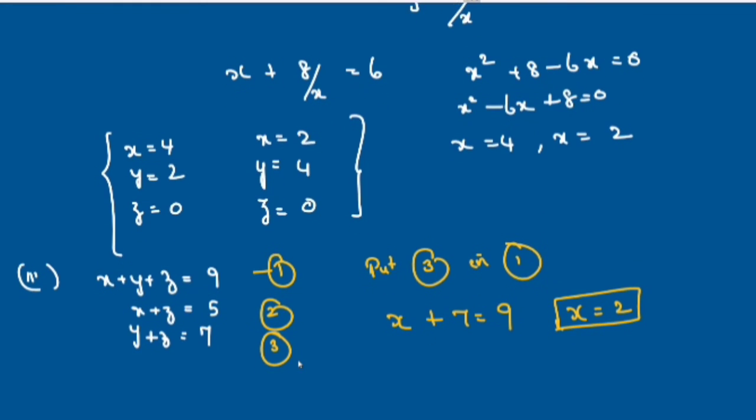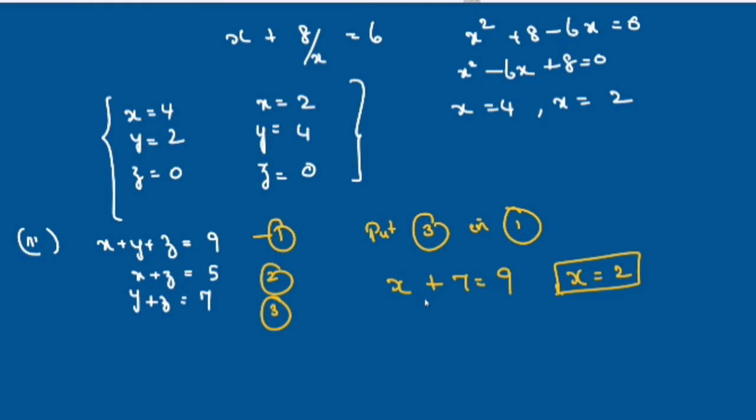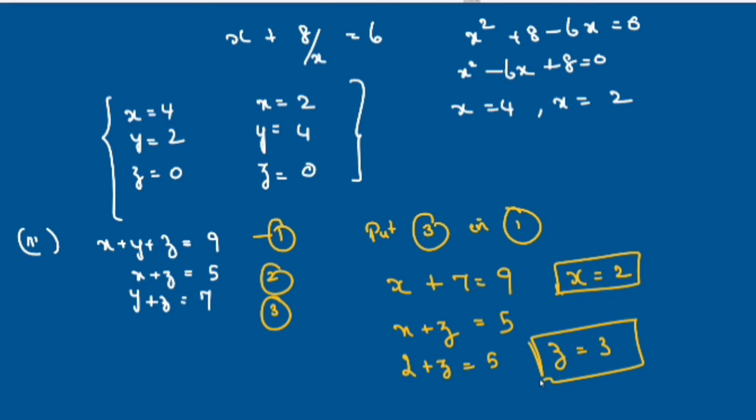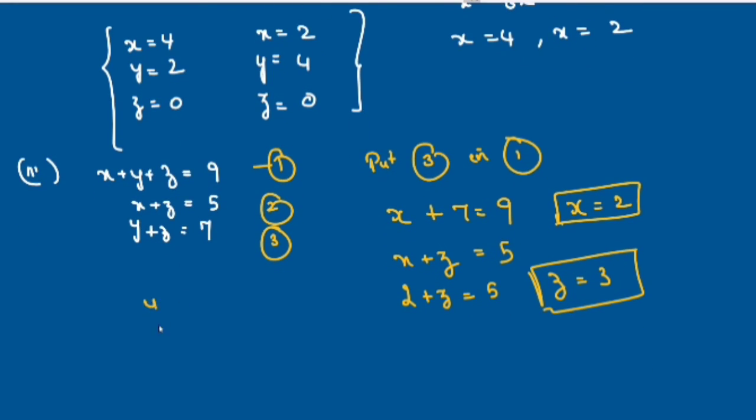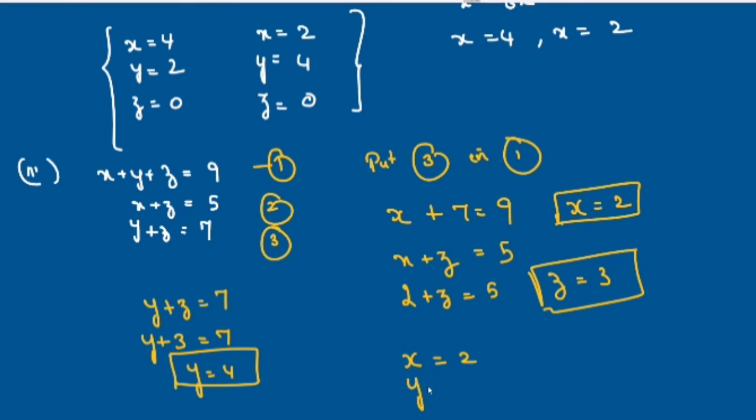Then put it here and find z. So x plus z is equal to 5. x is 2, so 2 plus z is equal to 5. So z is equal to 3. Then y plus z is equal to 7. y plus 3 equal to 7, so y is 4. x is 2, y is 4, z is 3.